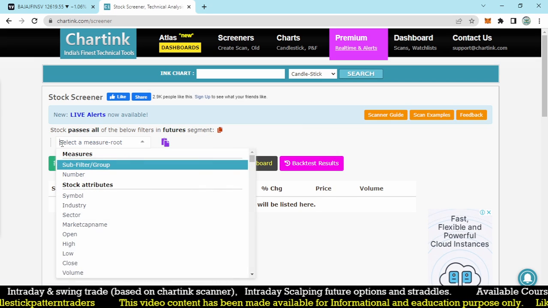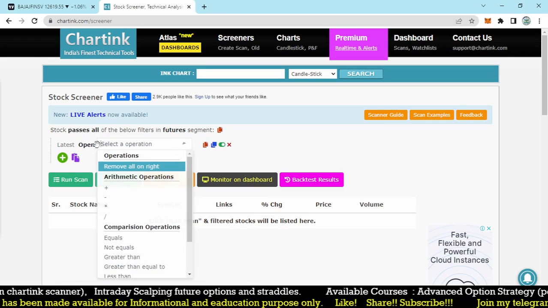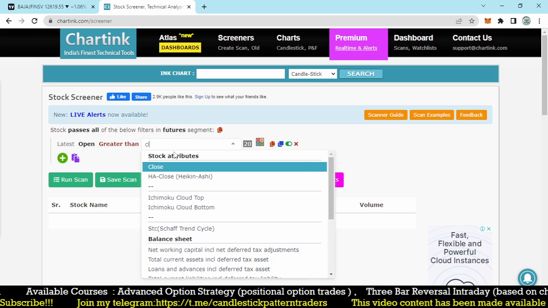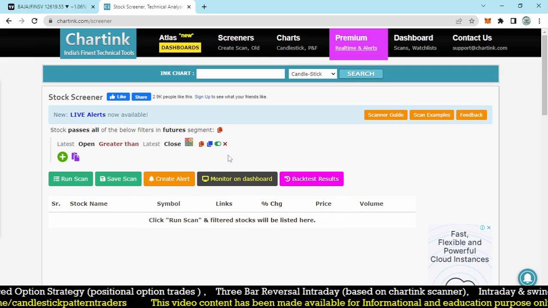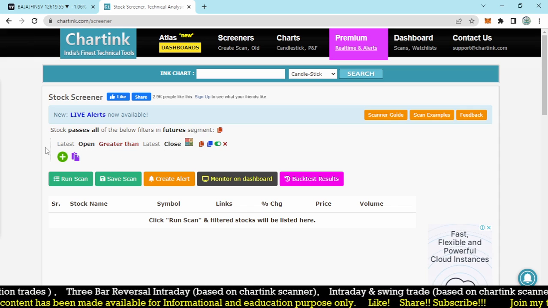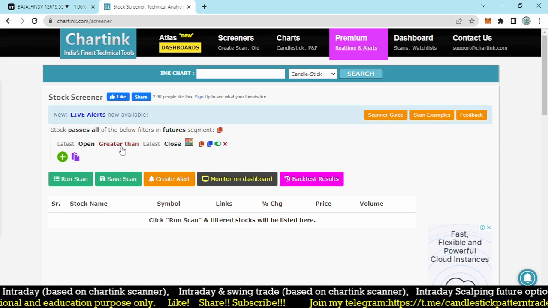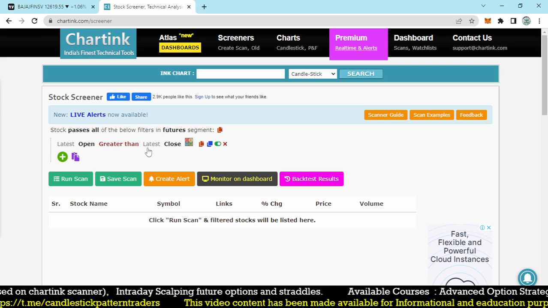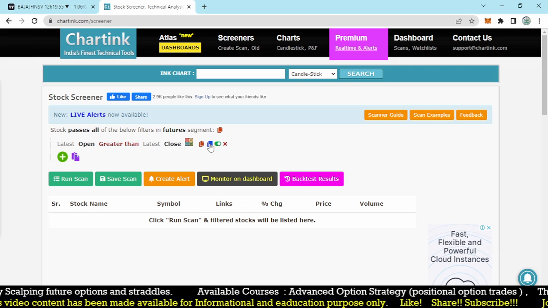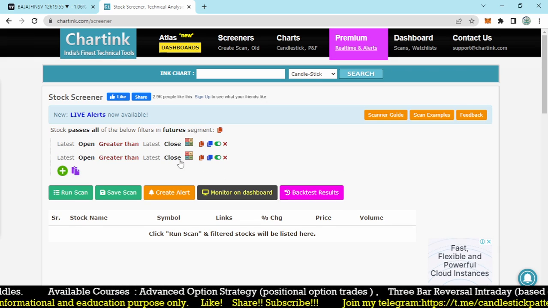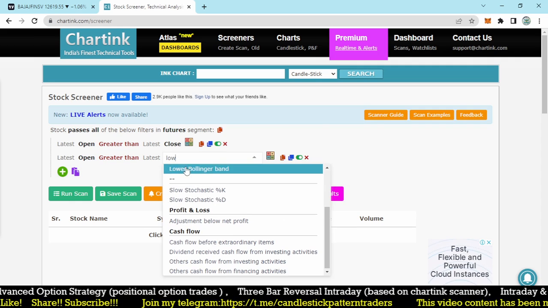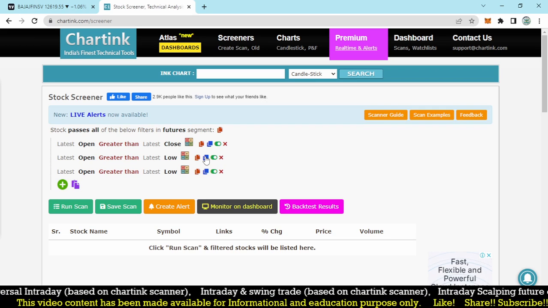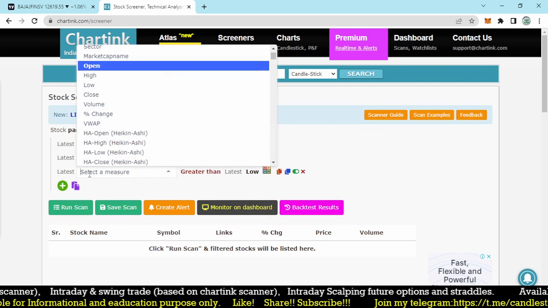Right now, the open price should be greater than the close. Yes, open is greater than the close. With the same, open is greater than the low. Then close greater than low.